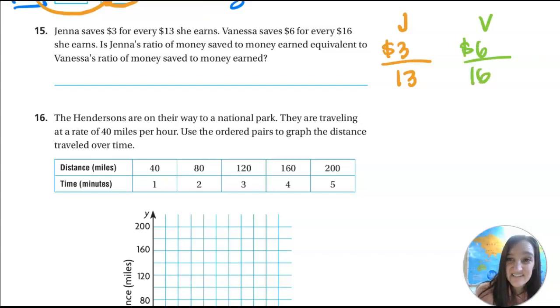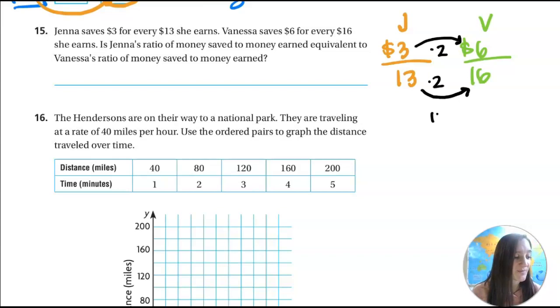Are these equivalent? I'm going to show you a few ways, and then you choose whatever way you like best for the test. What I notice is Vanessa saves twice as much. So if these are equivalent, then the bottom will also be twice as much. But 13 times 2 is 26, not 16. So if I do it that way, I'll say no, they are not equivalent.